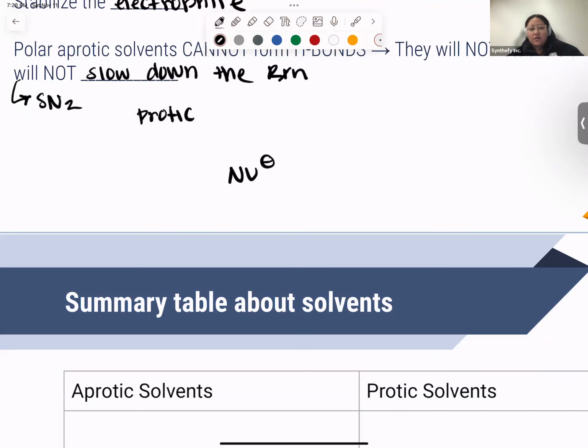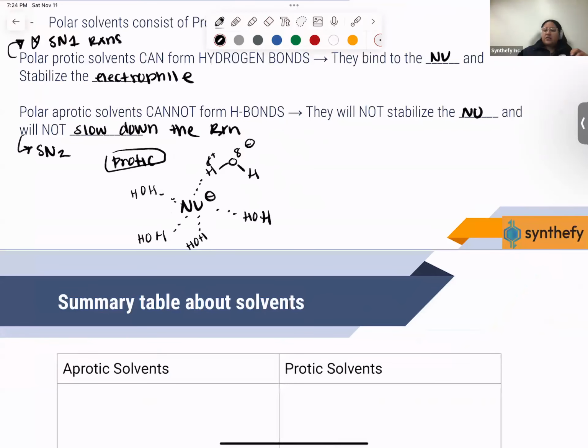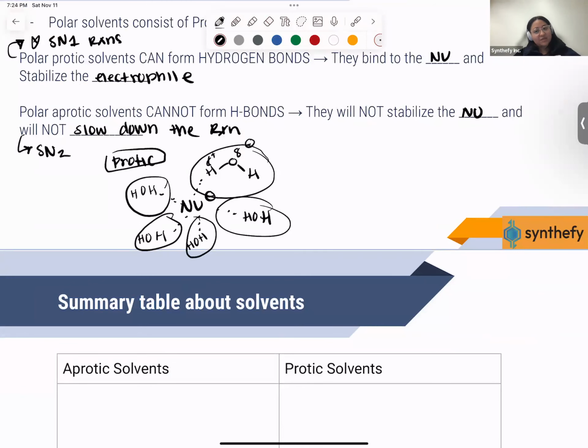Now let's look at a protic solvent and what it does. Let's say you have your nucleophile here, and let's say water is a good example of a polar protic solvent. This nucleophile will form H bonds to water molecules, because we know that water has a partial positive and a partial negative side. The nucleophile is a negative molecule, so it would form hydrogen bonds all around. That would form this sort of solvent shell around this nucleophile. And what does this do? It makes it harder for that nucleophile to attack, and that's why it's slowing down the reaction. What has a slow reaction? SN1.